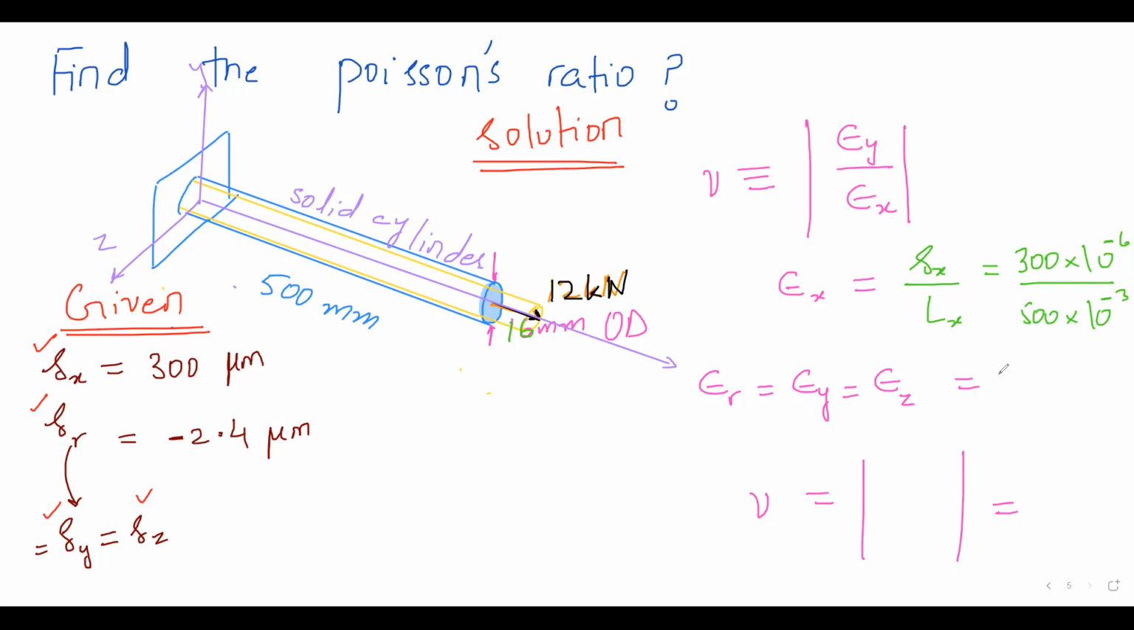Okay, so what is the change in length? Minus 2.4 micron divided by original length, which is 16 millimeter. You are right, I'm wrong. Yes, so it will be 8. Or you can multiply the numerator by 2. You are right, actually. So yes, thank you. Good. 8 into 10 power minus 3. Great.